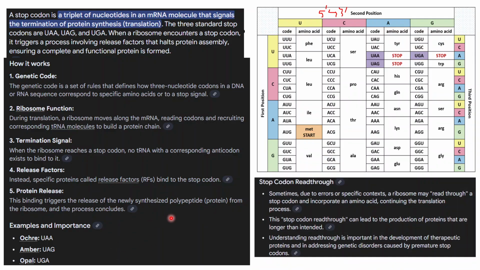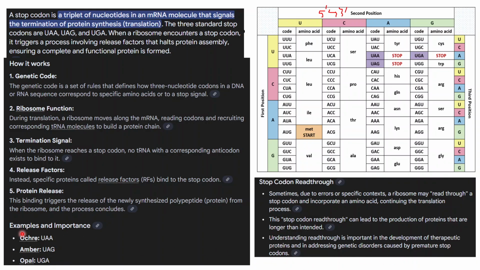Stop codon read through. Sometimes, due to errors or the specific context, a ribosome may read through a stop codon and incorporate an amino acid, continuing the translation process. This stop codon read through can lead to the production of proteins that are longer than intended. Understanding read through is important in the development of therapeutic proteins and addressing genetic disorders caused by premature stop codons.